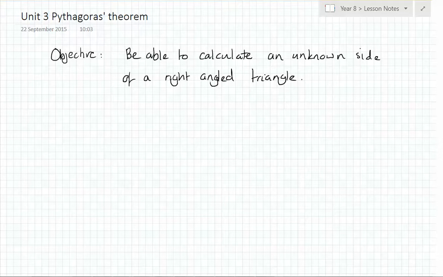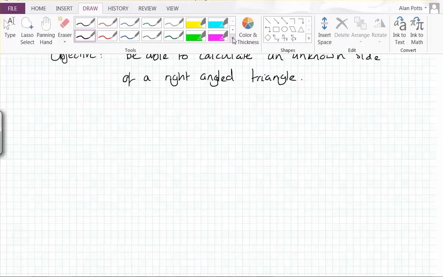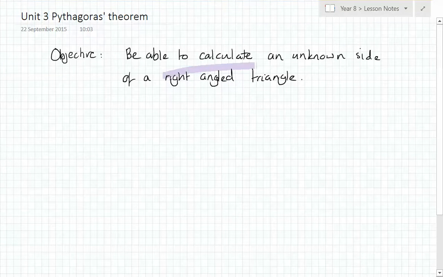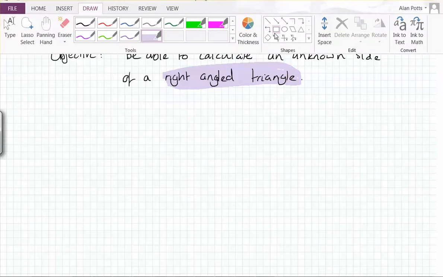So we have our objective. Now here's the important thing. We are only worried today about right-angled triangles. It's important that Pythagoras' theorem goes together only with right-angled triangles. You need to make that link. Do you all know what right-angled triangles are? Archie? Are they triangles with an obtuse angle?